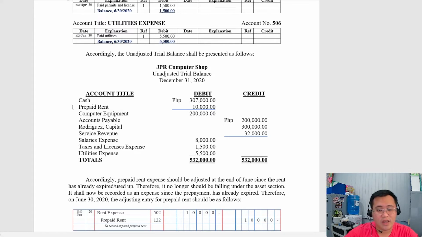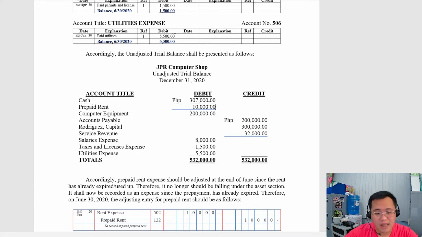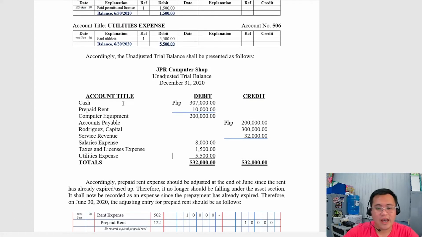Okay? So ideally, accordingly, the unadjusted trial balance shall be presented as follows. So you could actually see, as flashed on the screen, you have their prepaid rent. Now recall on the previous lesson that we had, this was actually not prepaid rent but rent expense.